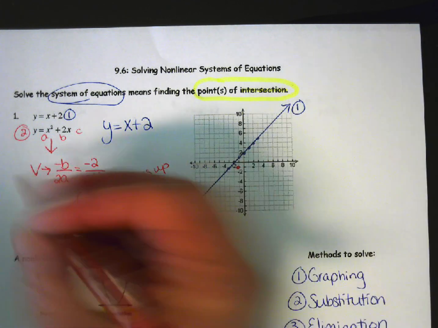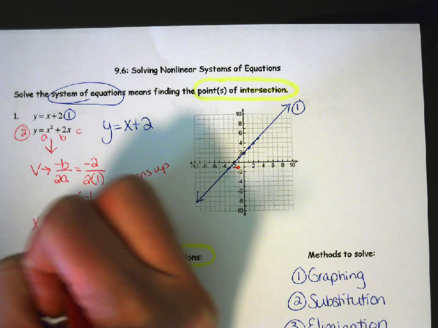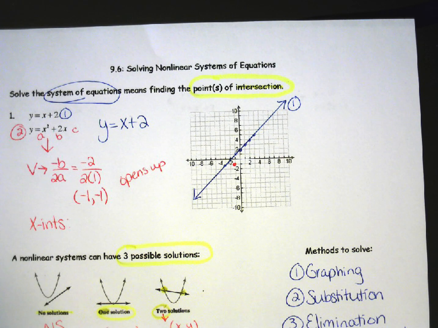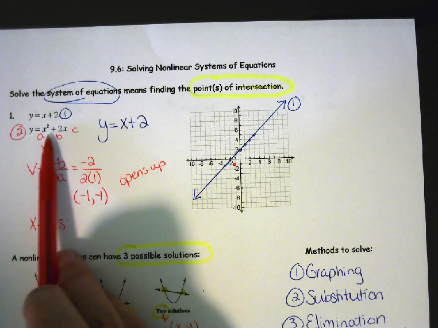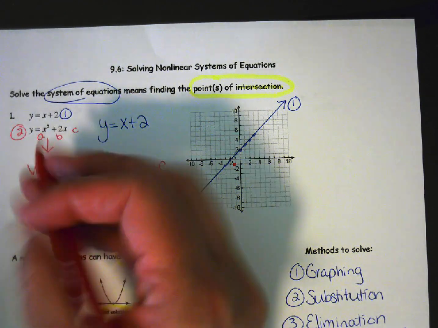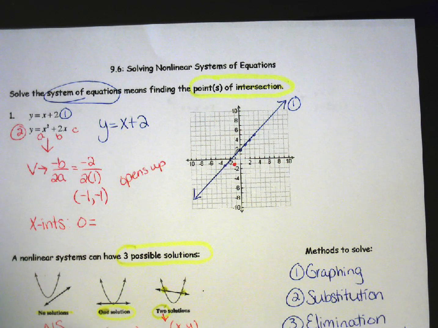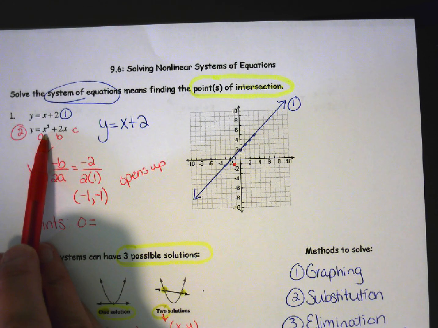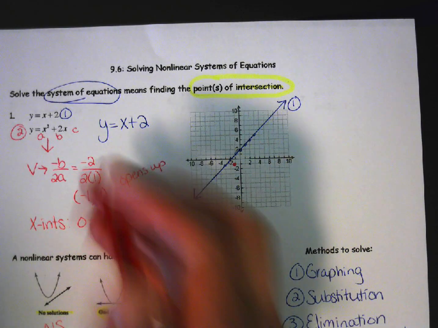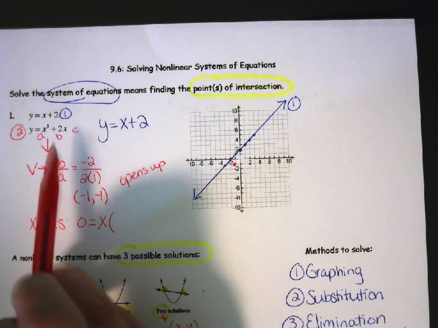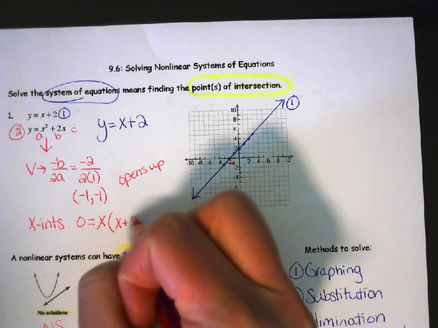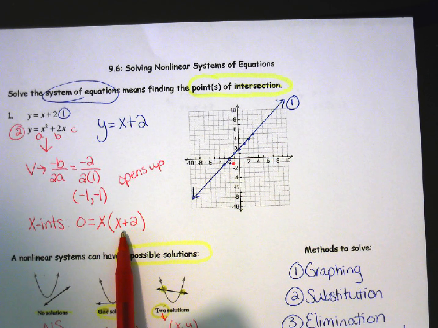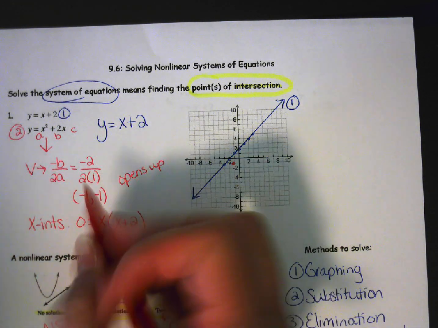So somebody else might say, how about we find the x-intercepts? So if we were to find the x-intercepts of this equation, we would have to set it equal to 0. So we'd set this equal to 0. And then we would have to do the greatest common factor. So we would pull out the x. And then what are we left with? So this kind of takes you back to your chapter 7. Okay? And then we just set each of these equal to 0.